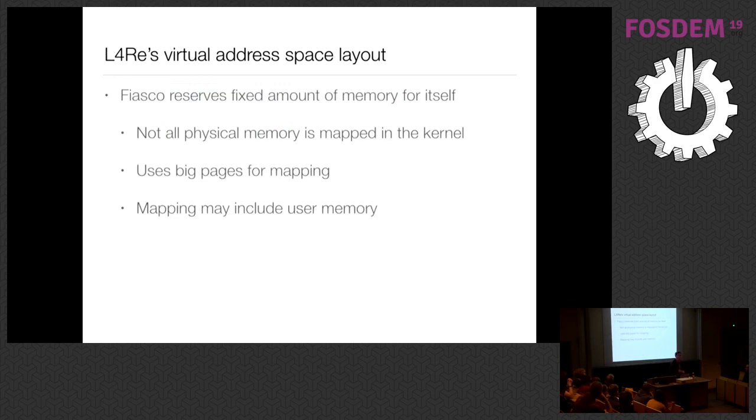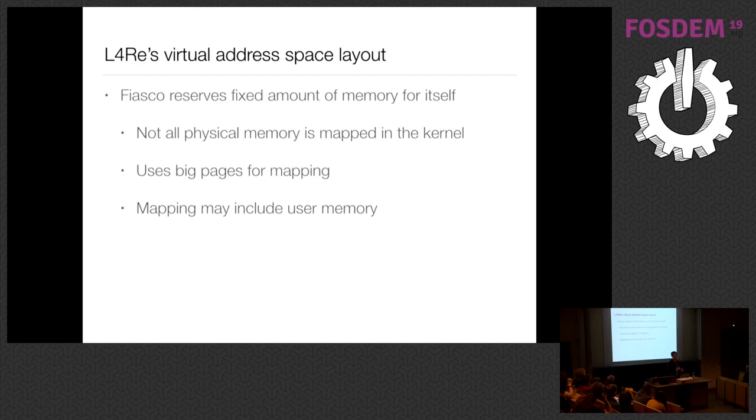If we look at L4Re, especially Fiasco, Fiasco only reserves a fixed amount of the physical memory for itself, for storing kernel data structures like page tables and the mapping database. So it reserves a certain percentage of the whole amount of memory and maps this, of course, into the kernel. So the first observation here is that not all physical memory is mapped into the kernel. But in order to save on page tables and also TLB entries, the kernel tries to use as huge pages as it can get on the particular architecture. So for example, on x86, where it is available, it tries to use 1 gigabyte pages.